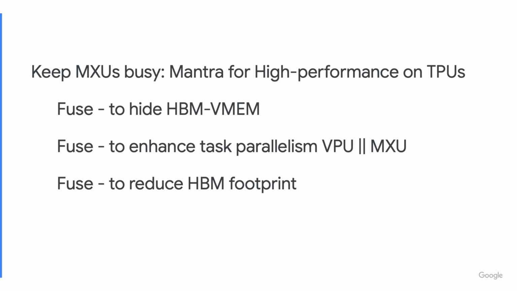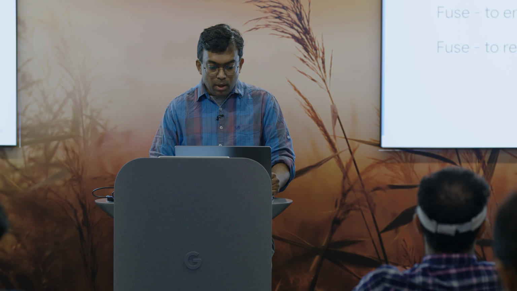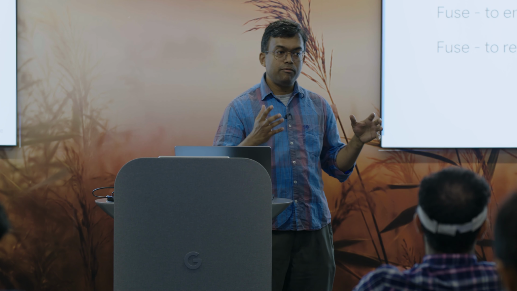We fuse ops so that I can hide the HBM to VMEM latency. And we fuse ops so that some of the ops can be working on the VPU while the other op can be working on the MXU. So fusion is key, as Kai mentioned. It's one of the strongest features to actually get maximum throughput from the TPUs. Sometimes we fuse to reduce HBM footprints.